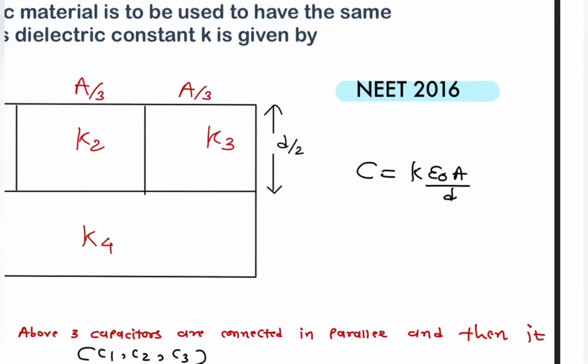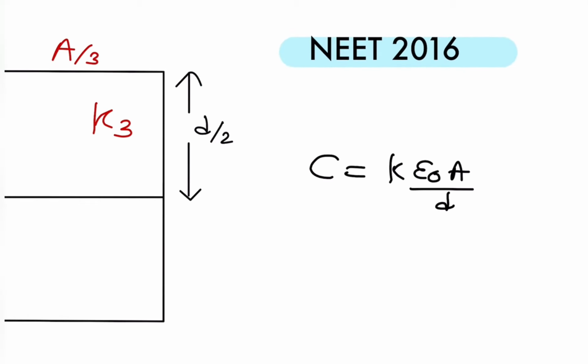Based on this, the basic formula for a parallel plate capacitor having capacitance C is epsilon naught A by D. But here a dielectric is inserted between the parallel plates of the capacitor. That's why the capacitance increases by K times. So the new capacitance C becomes K times epsilon naught A by D.